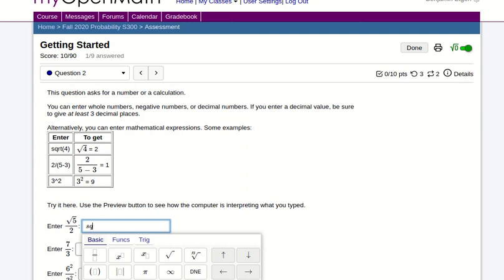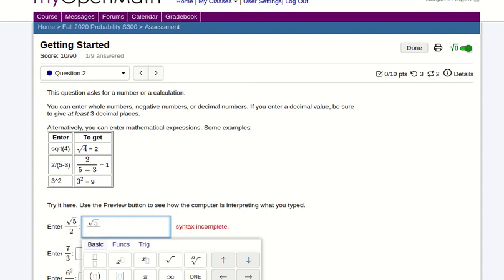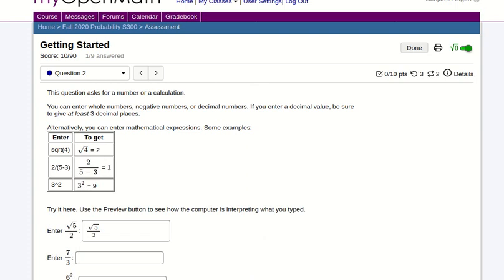I'm going to enter it calculator style first, so the square root of 5, and then I'm going to arrow to the right to get out of the radical. So I use the arrow key on my keyboard, and then over, that gives me a denominator. Notice that syntax incomplete has appeared because if you're going to divide, you've got to divide by something, and I'm supposed to divide by 2. So that looks really good to me.